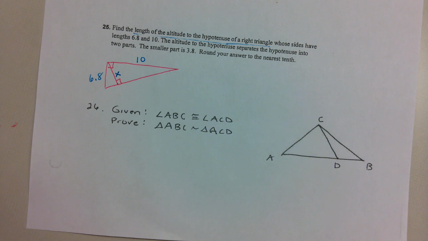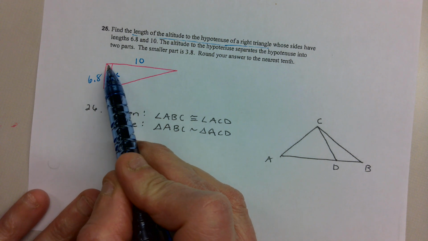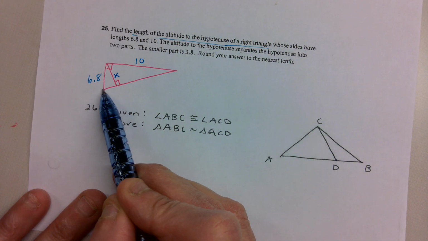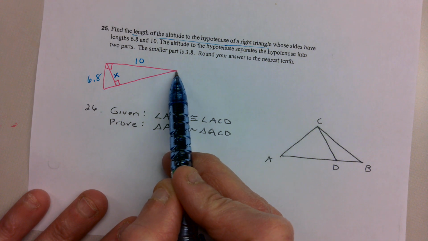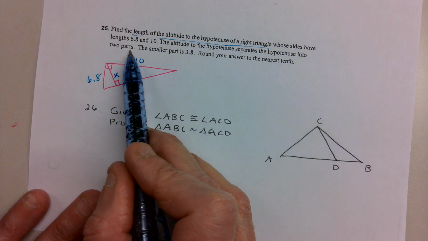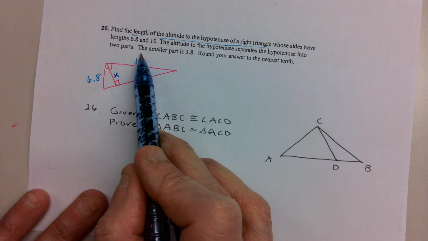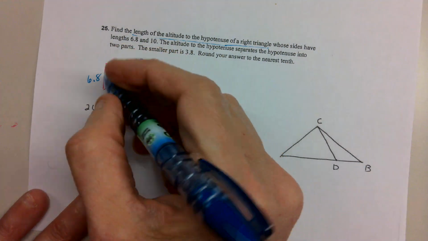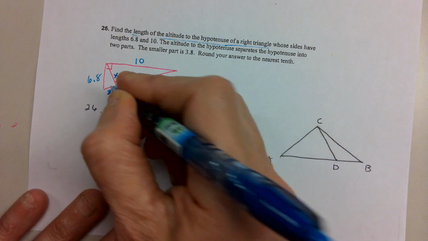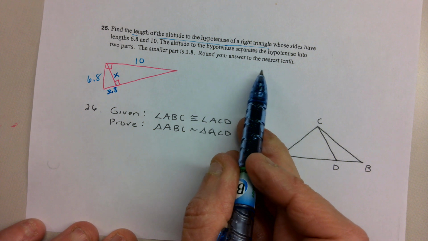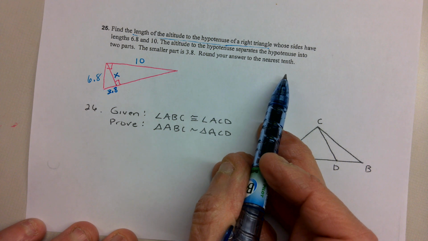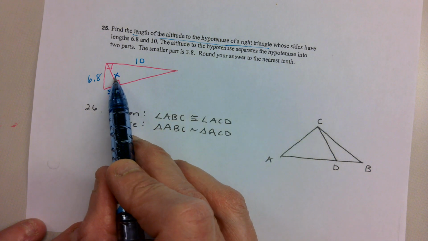The altitude to the hypotenuse separates the hypotenuse into two parts, right here and right here. The smaller part is 3.8. Round your answer to the nearest tenth. Okay, so let's go back to what we're finding. This.